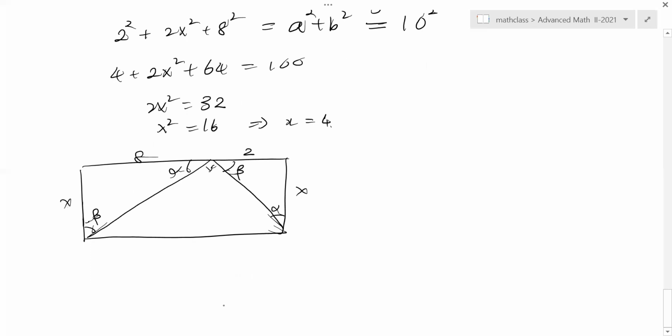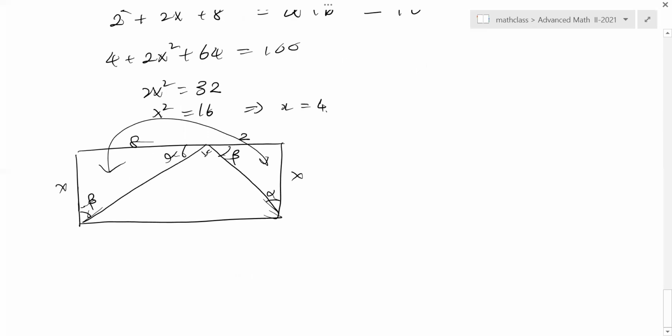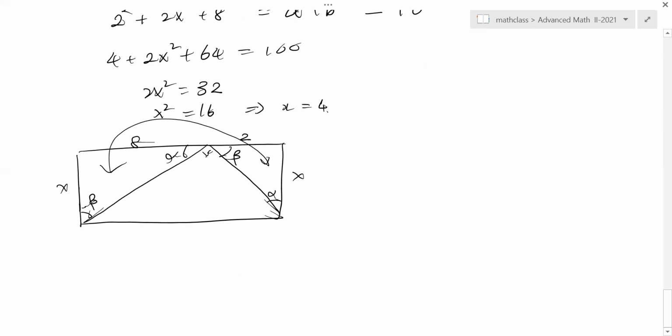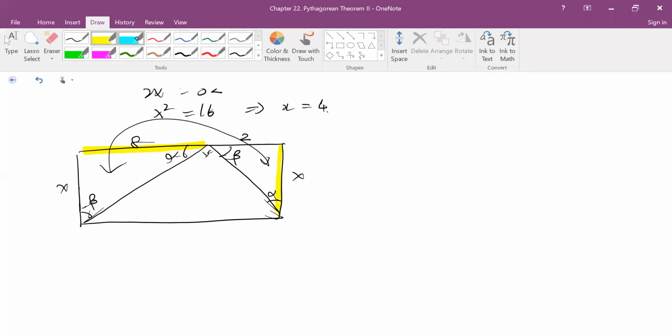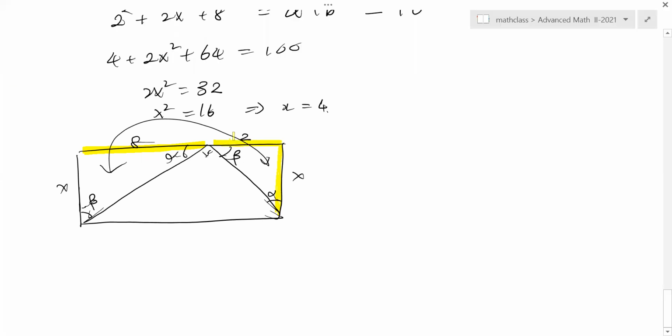Two triangles similar. Now, what is the corresponding side? Let's use the same color for the corresponding sides. This side was this side, right? And this side, oh, I need a different color. This side was this side. So the ratio of the corresponding sides, let's say 8 minus x over 2, should be x over 8 minus x, right?